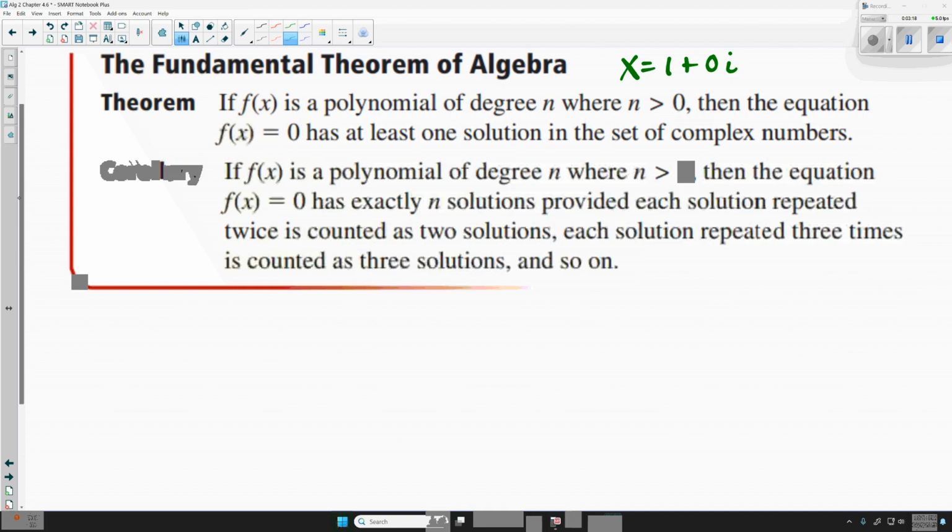But the main part of this is the corollary. If f of x is a polynomial function of degree n, where n is greater than 0, then the equation f of x equals 0 has exactly n solutions, provided each solution repeated twice is counted twice. Each solution repeated 3 times is counted 3 times, and so on.